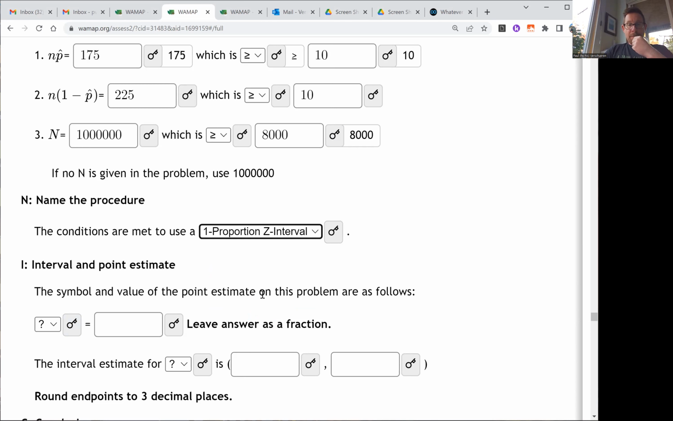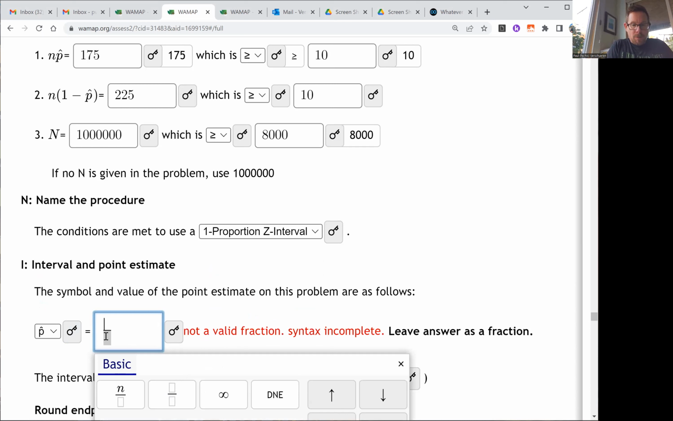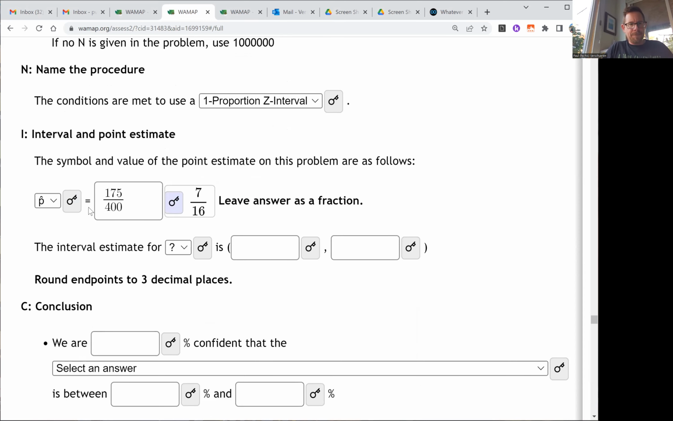The symbol and value for the point estimate. Point estimate means the best guess we have is our sample. In this case, the sample is in terms of a p hat. And that number is going to be 175 divided by 400, which I didn't do in advance. 175 divided by 400 is 0.4375. Oh, it says leave it as a fraction. Easy enough. That's going to be 175 out of 400. I think it'll let me not reduce it, just to confirm everything's good.